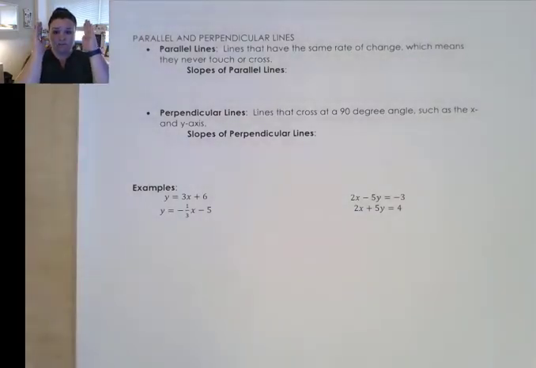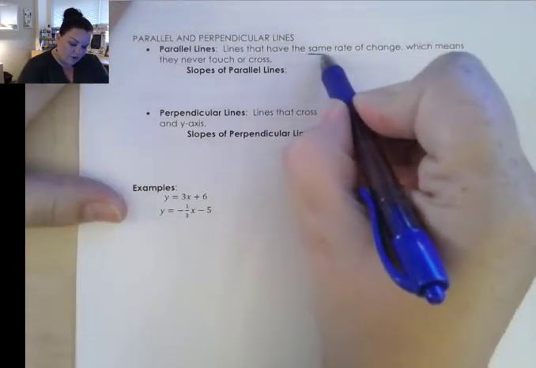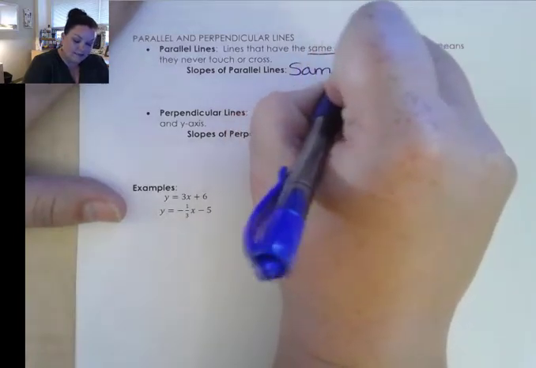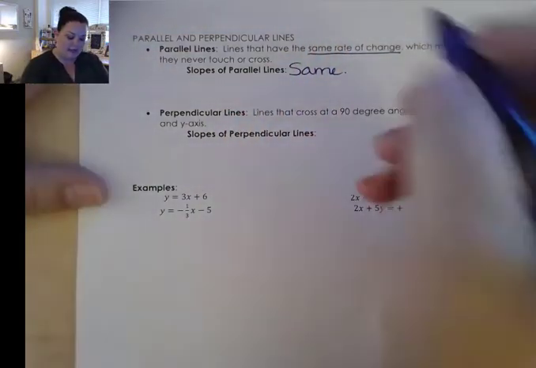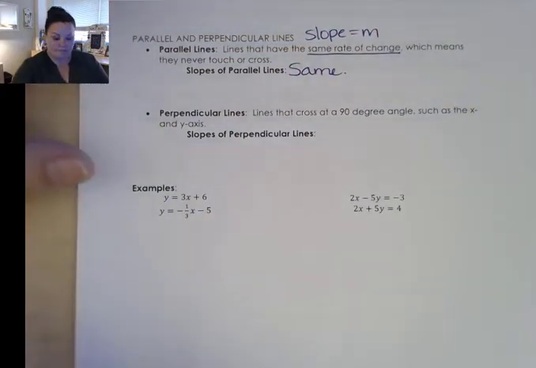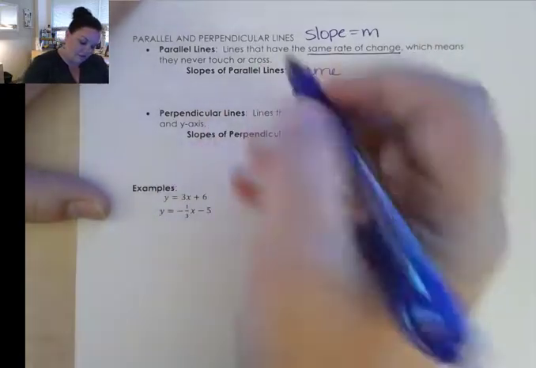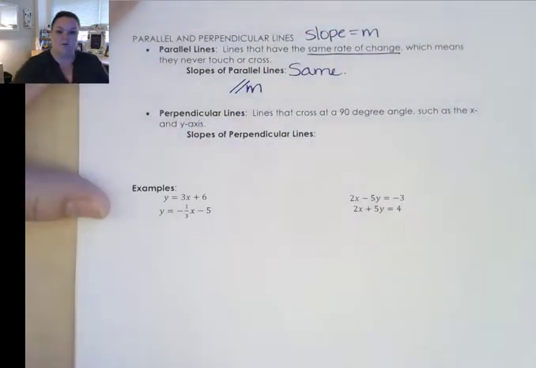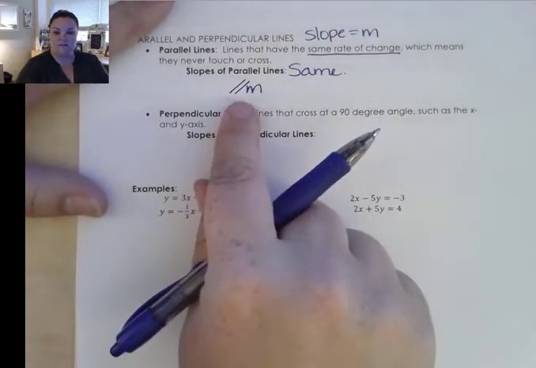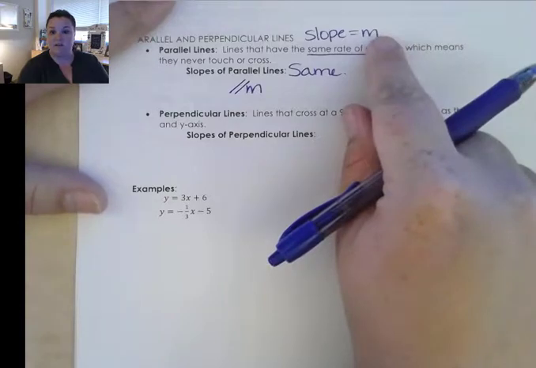Parallel lines are increasing or decreasing at the exact same rate. So they never touch, they never cross. If they're increasing or decreasing at the same rate of change, what that tells us about the slopes of parallel lines is that they are the same. Okay? When we talk about any line, we say that the slope is equal to m, right? We label it m. So if we talk about parallel lines, we use this little parallel line notation. That means the parallel slope. Okay? So the parallel slope is going to be the same as the regular slope.